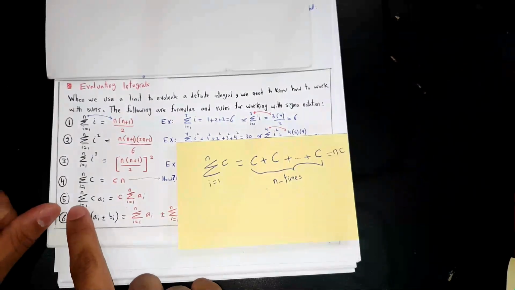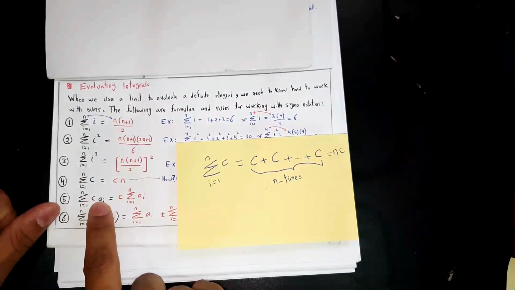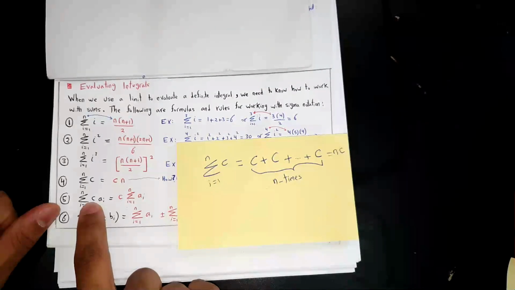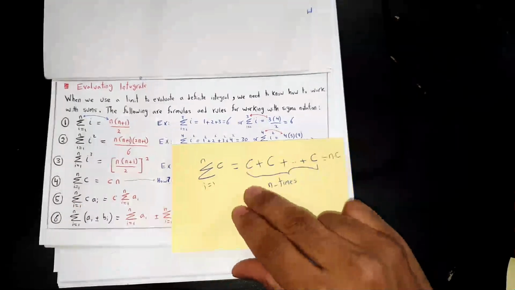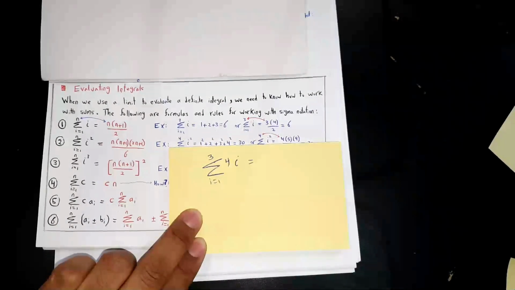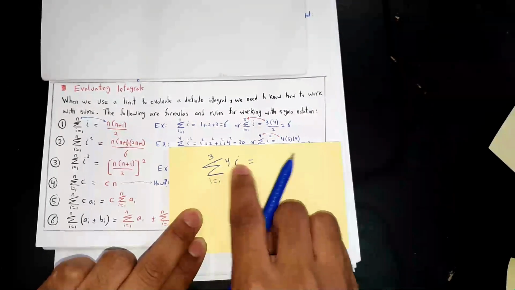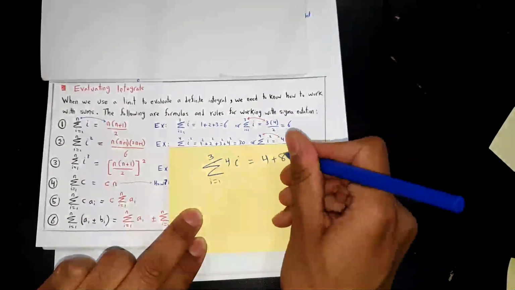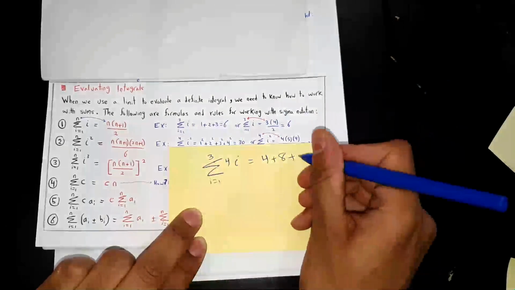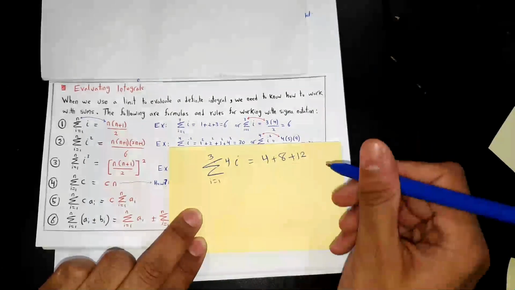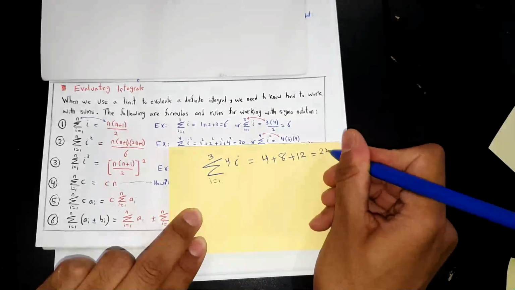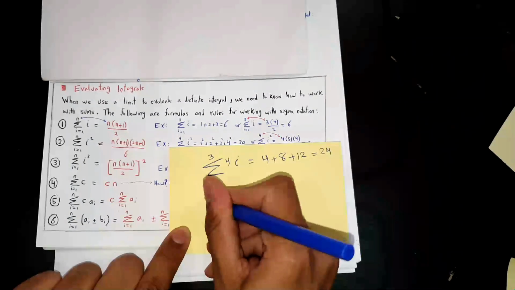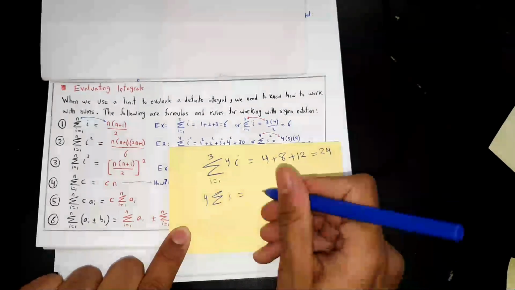Also, we have summation of C a_i is equal to C times summation of a_i. That means you can pull out the C outside the summation. Let me give you an example for illustration. Let us substitute directly. If i equals 1, you will say 4 times 1, that is 4, plus. Substitute 2, you will get 4 times 2, that is 8, plus substitute 3, you will get what? You will get 12. Add them up, you will get what? 24. Now, let us see the right hand side. When we pull the 4 outside, what do you get? You will get 4.